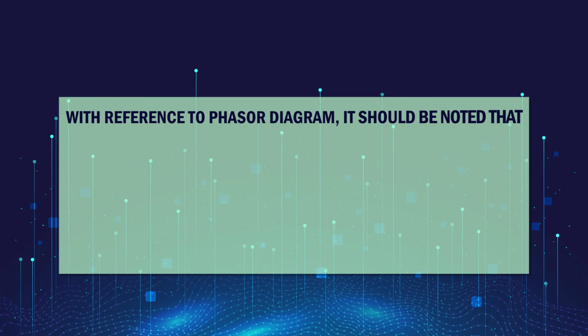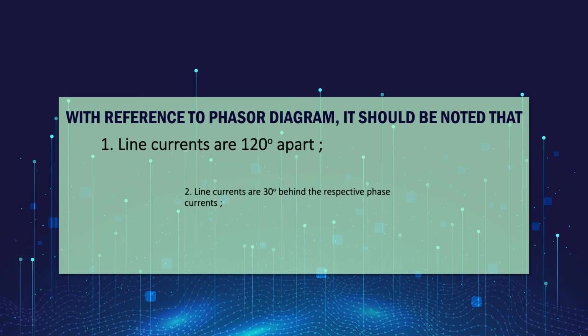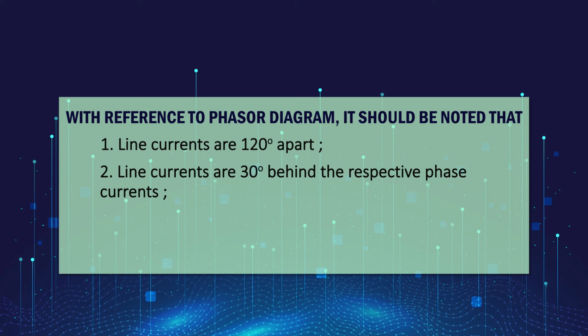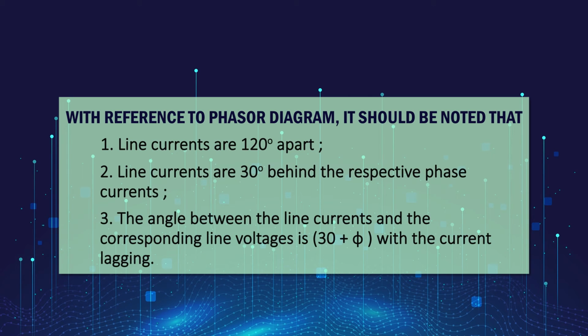So with reference to the phasor diagram of the delta connection, it should be noted that line currents are 120 degrees apart. Second point that you can observe is that line currents are 30 degrees behind the respective phase current. And the third point that you have to remember is that the angle between line current and the corresponding line voltage is 30 plus phi, with the current lagging.